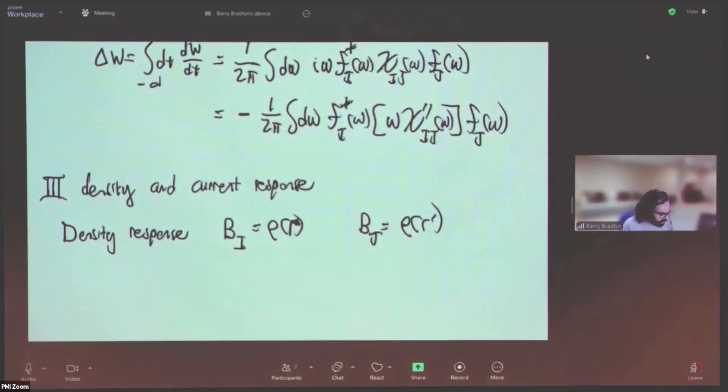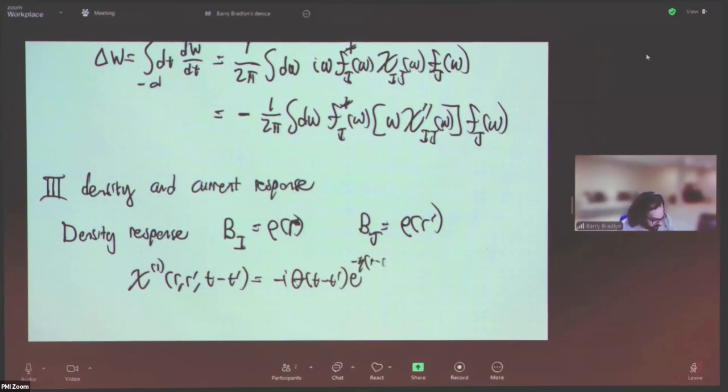So from the Kubo formula, we know what this response function is. Our indices now, i is our continuous coordinate r, j is our continuous coordinate r prime. So we can write this as a function of r and r prime. The Kubo formula tells us, with a convergence factor, take the average of density at one point at time t, density at r prime at time t prime.